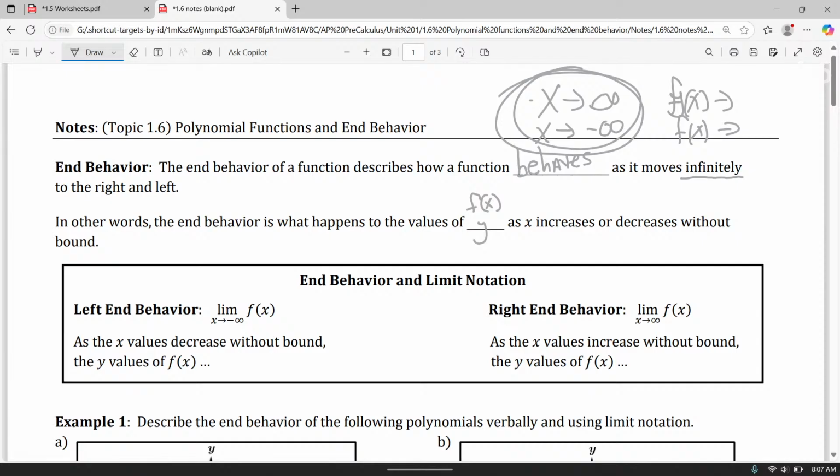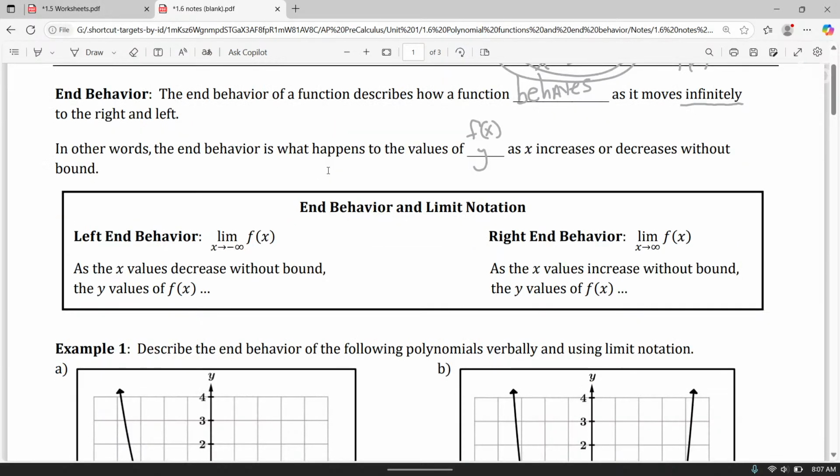for polynomials. Okay? So notice this little box down here below it: end behavior and limit notation. Again, I'm going to tell you for a fact on the AP test, there will be a limit notation. You will have to write something in limit notation, and if you do not write it correctly, they are going to ding you.